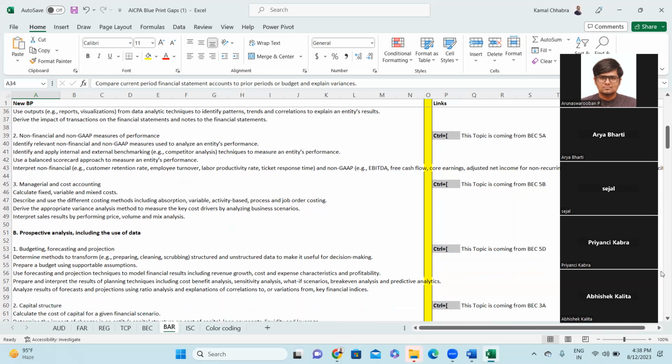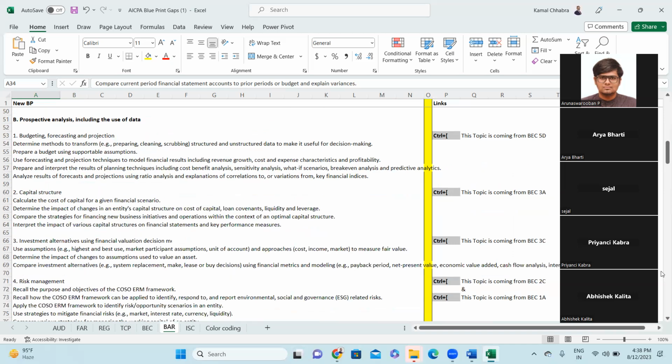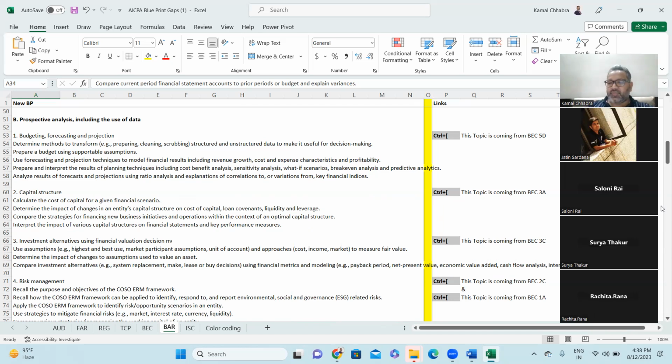The next topic will be the prospective analysis, including use of data. So, are you guys using data analytics by any chance? Yes. Or you have seen how the team are working, they are using data analytics? Can you give me a thumbs up, who all have used data analytics, so that I can understand who all have seen?